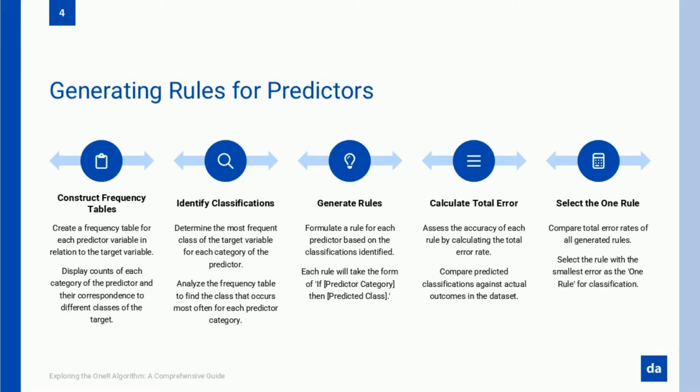Finally, you select the one rule that has the smallest error rate. This is the moment where simplicity meets power. The rule you've crafted becomes your model, the single decision-making framework that guides your predictions moving forward. What makes this process so elegant is its transparency. Unlike many machine learning models that feel like black boxes, the rules generated by OneR are human-readable and easy to explain. They let you see at a glance the logic behind your predictions.